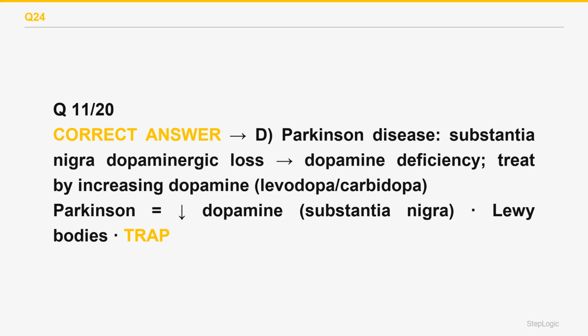The treatment principle follows directly from the deficit: increase dopaminergic activity. Levodopa, the dopamine precursor that crosses the blood-brain barrier, combined with carbidopa, which blocks peripheral conversion, reducing side effects, is the mainstay. Dopamine agonists, MAO-B inhibitors, and COMT inhibitors are also used. Contrast with Huntington disease. The substantia nigra dopaminergic neuron loss with Lewy bodies causing dopamine deficiency, treated by restoring dopamine, is Parkinson's disease.